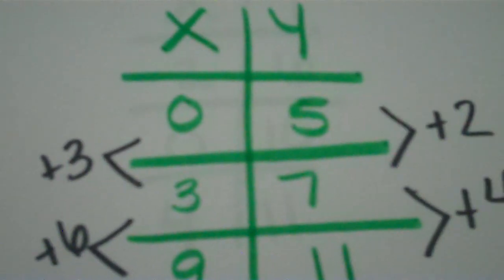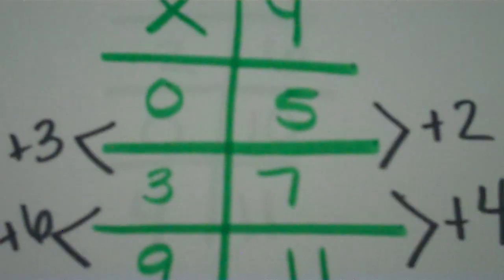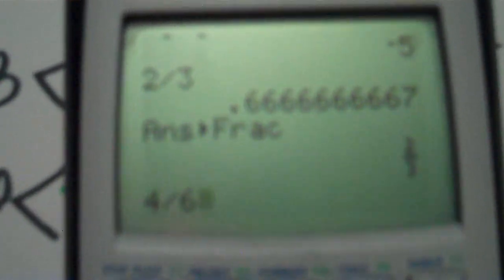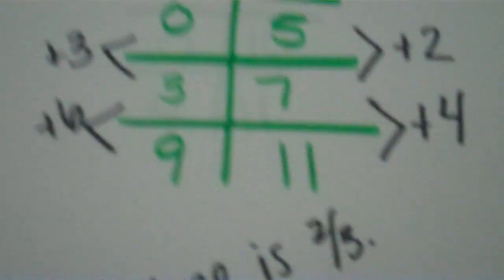2 divided by 3 is 0.666. So math, enter, enter. And that's 2/3. I know it's hard to see my calculator. So 2/3. And 4 divided by 6, on the calculator, math, enter, enter, is also 2/3. So they're the same number. So my slope is 2/3. Okay? Alright.